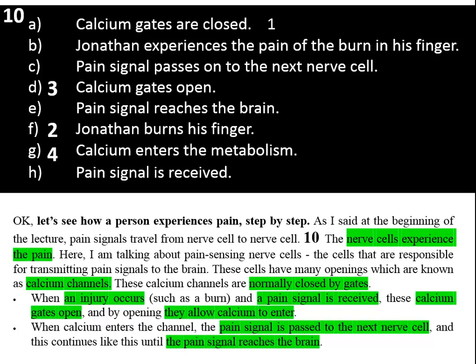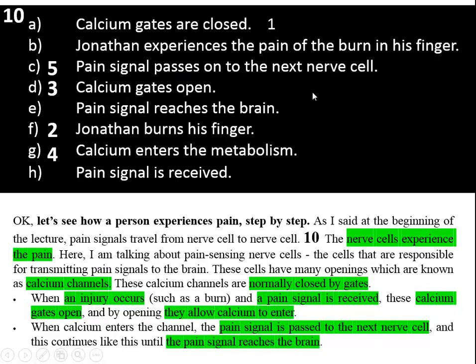Calcium enters. As you can see in the tape script, these calcium gates open, and by opening they allow calcium to enter. So after the calcium gates are open, the calcium enters, and then what should be next? Pain signals pass to the next nerve cell. Do we have that? Yes, C5. Pain signal passes on to the next nerve cell.